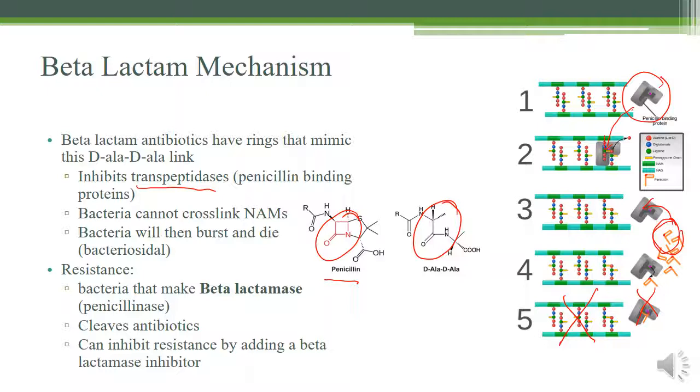And this is bactericidal because the bacteria will actually burst and die. It doesn't just inhibit the reproduction of the bacteria, it actually causes them to burst.